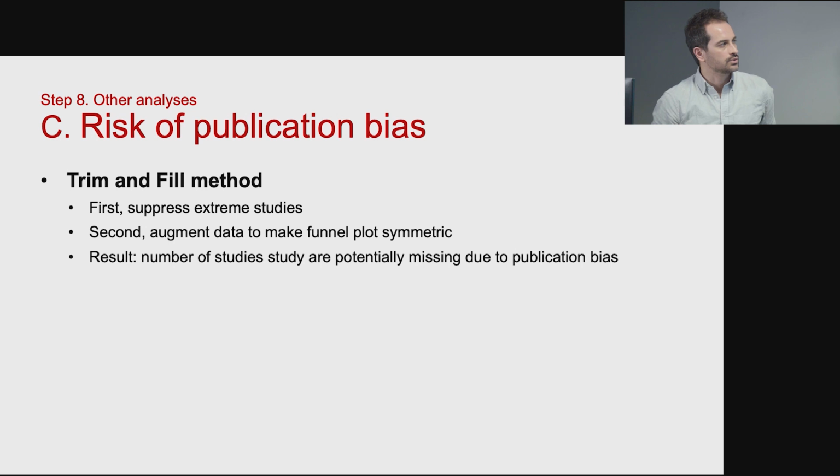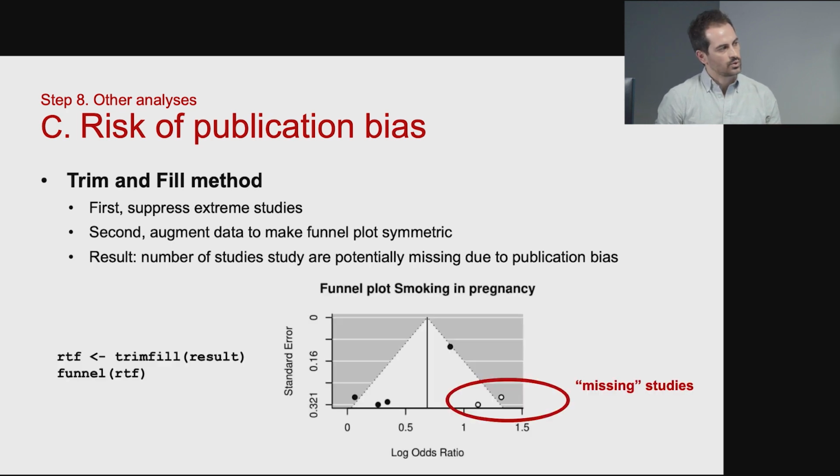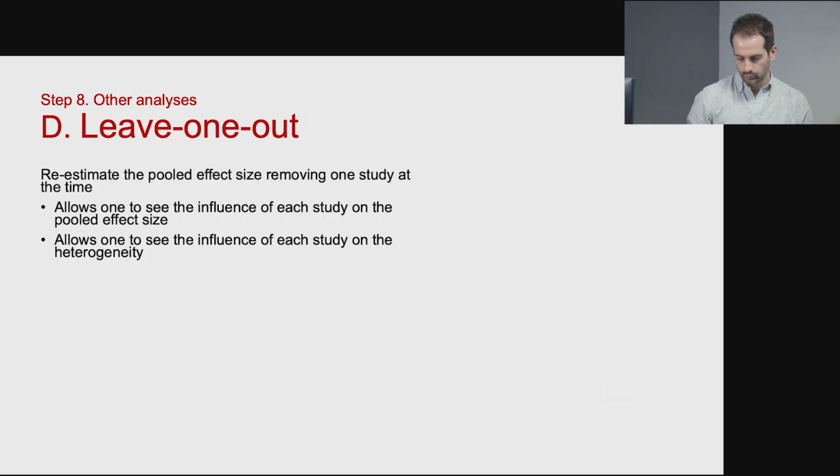You can also use methods that tell you how many studies are potentially missing. With some statistical analysis, for example, you can see that in this comparison for smoking in pregnancy, to have a symmetric funnel plot you would need 2 more studies, and maybe those 2 studies were never published. It's not a perfect science, just a suggestion, so you have to interpret it that way.